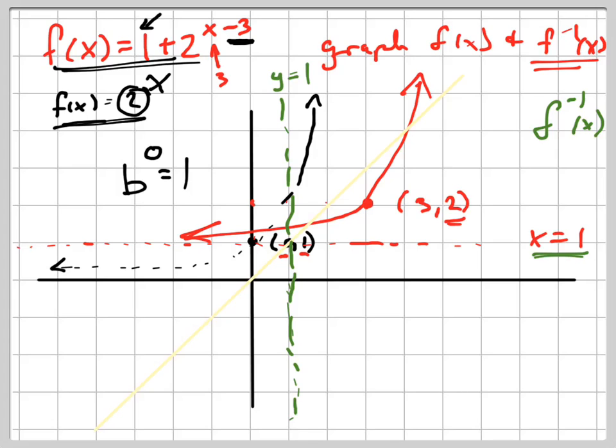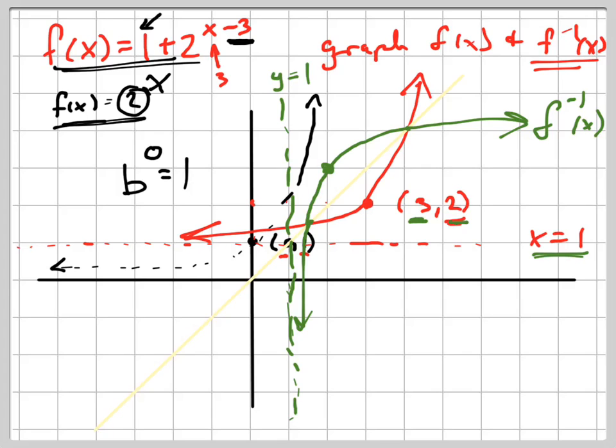x equals 1 is my vertical asymptote. Now I didn't draw it very perfectly, but those points that are on the line y equals x are going to still be there. This point is going to become (2, 3) instead of (3, 2), which is right there. That point's going to be on it because you just switched the x and the y. So (2, 3), there's my graph.